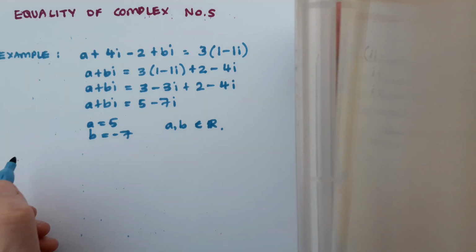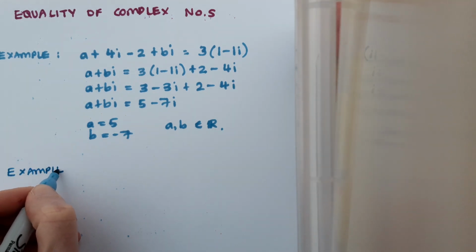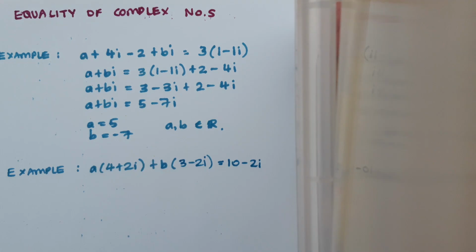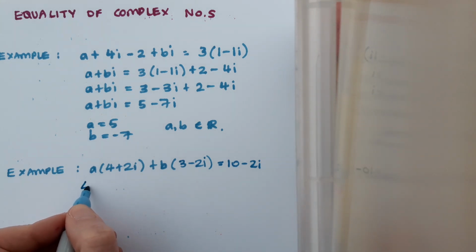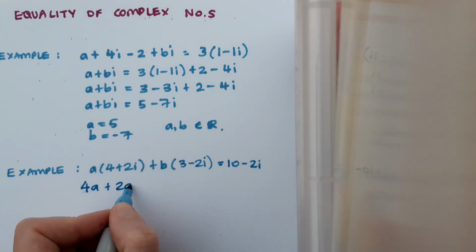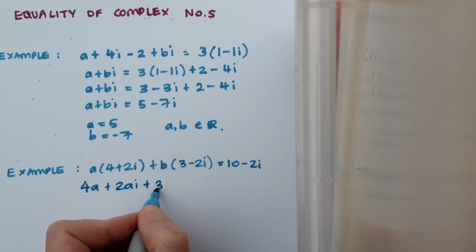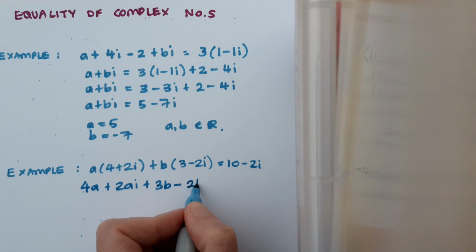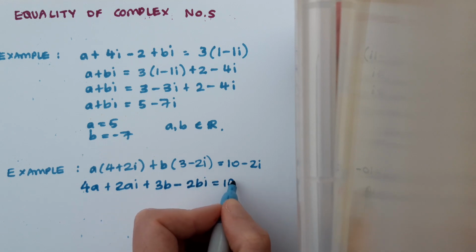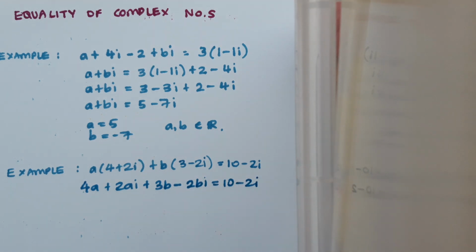So, second example. This time I've got a little bit more going on, and I'm going to have to obviously multiply my brackets out first of all. So I'm going to have 4a plus 2ai plus 3b minus 2bi equals 10 minus 2i.